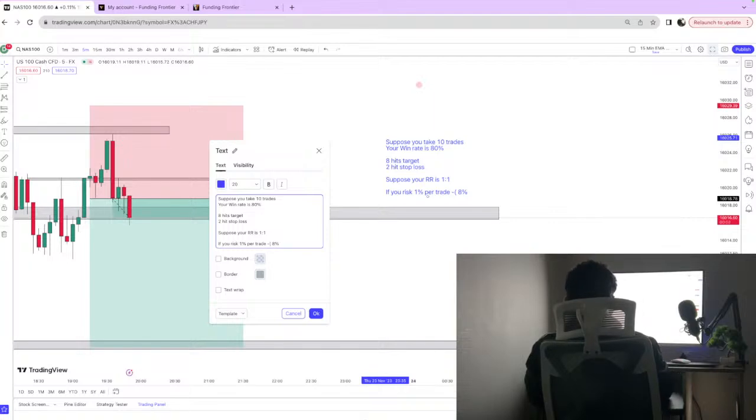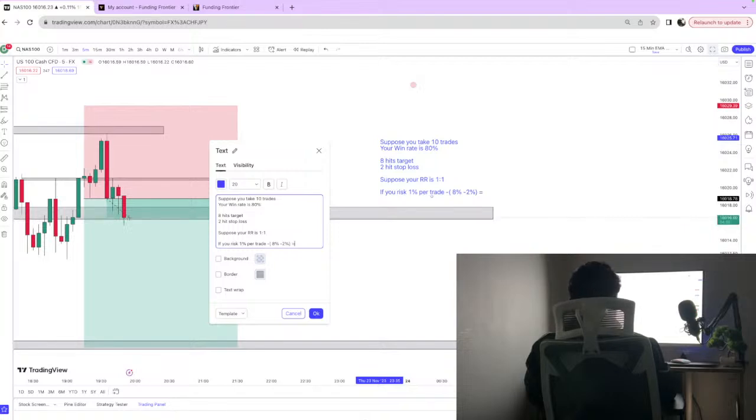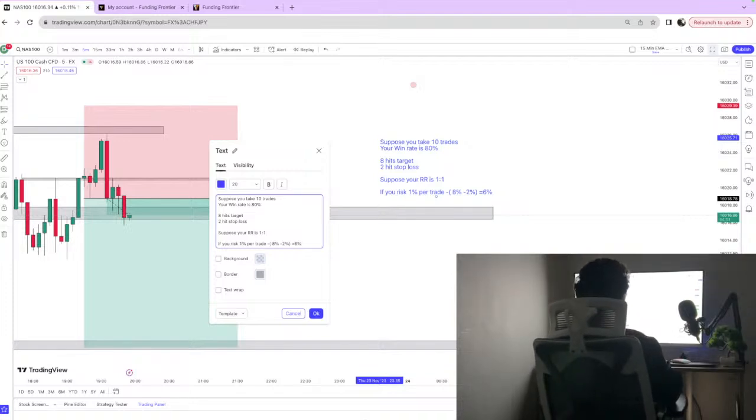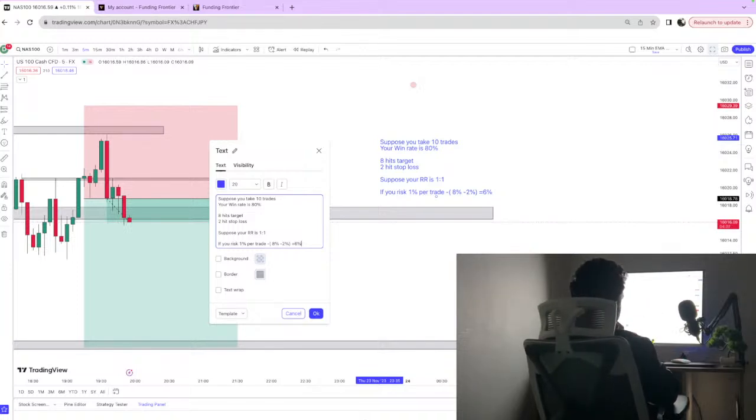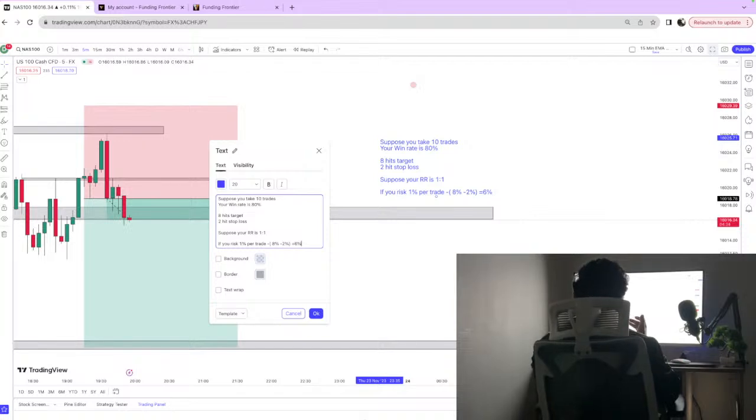You will gain 8%, and on losing 2 trades, how much will you lose? 2%, right? So net it becomes 6%. So if you have a 1 to 1 risk reward and your win rate is 80%, you can gain 6% in 10 trades if you risk 1% per trade. And if you increase your risk percent per trade, your profits will increase. This is the risk reward ratio, the proper risk management.